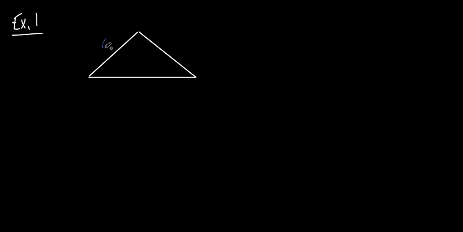Here's what they give you. They give you 6, they give you 9, and they give you this, 57 degrees, and that's all they give you. Call this C, call this B, call this A. They want you to solve for side A.